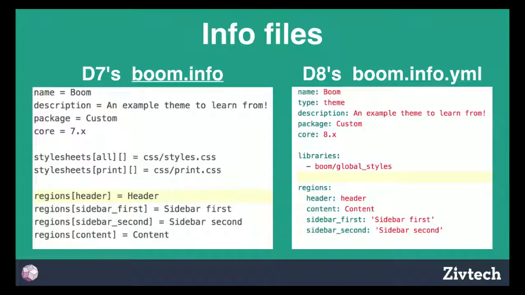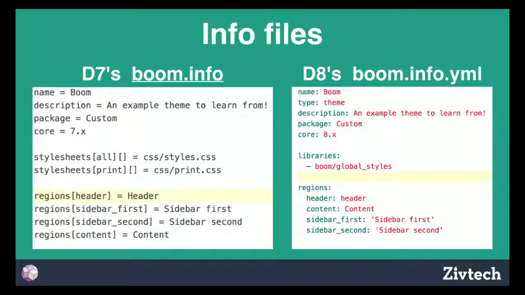It works really well with Symfony, which is sort of the core of what Drupal 8 is built on top of, which we'll talk more about the theming aspects of in a minute. So for the most part, it's a straight port. Name, type, description, package, core. If you just replace your equal signs with colons, it's pretty much the same. Regions, you can see that's structured slightly differently in the syntax, but not really conceptually.